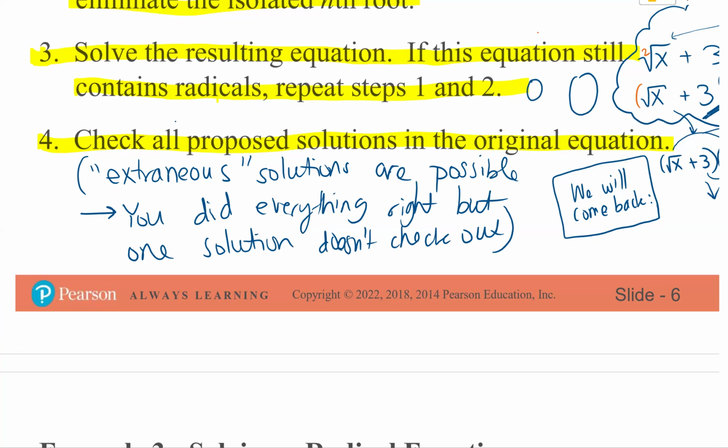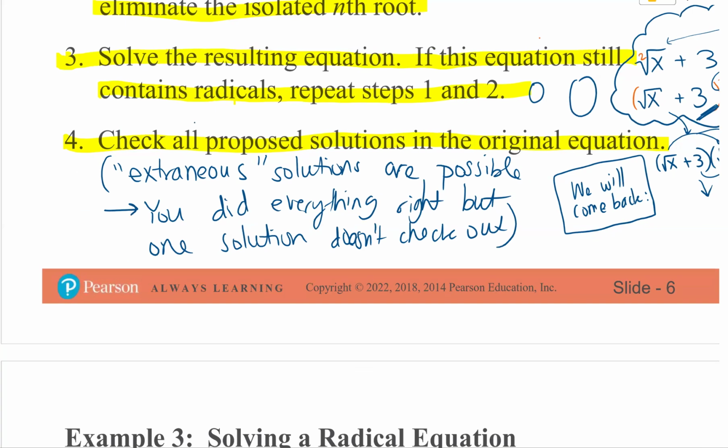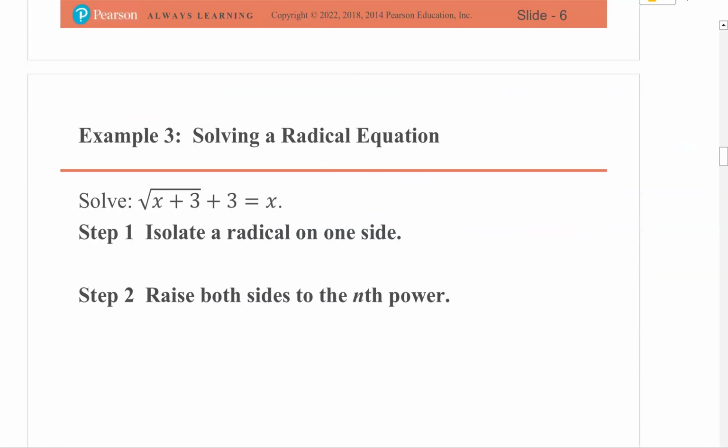It's because you're squaring both sides of the equation. That kind of makes everything messy anyway. Hopefully we'll see one like that. I hope we come across one like that. Let's see if this one gives us that.